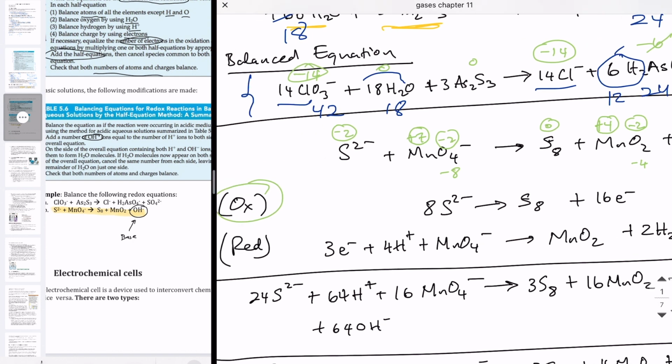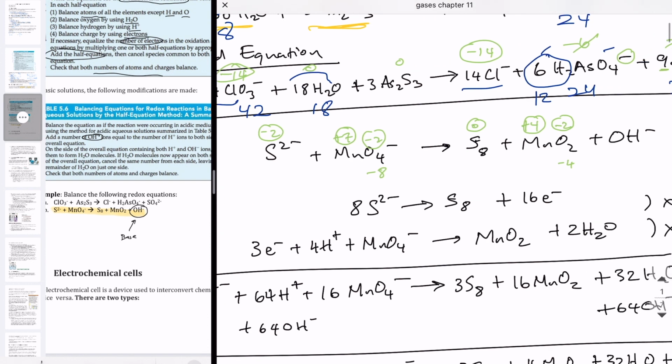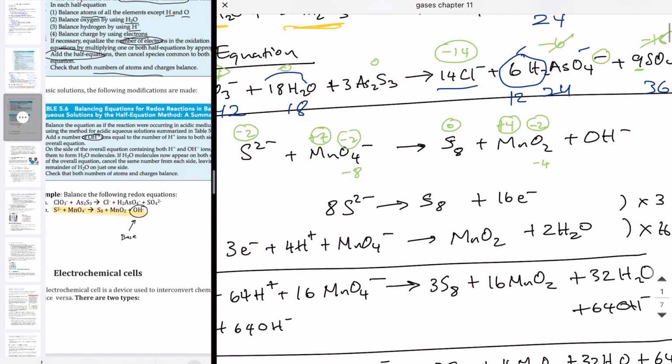And then my reduction reaction is MnO4 minus going to MnO2. Notice that I didn't include the OH minus anywhere. And that's because it's not part of the actual thing that is being oxidized or reduced. So in the half reaction, really all you're focusing on is the thing that undergoes the oxidation or the thing that undergoes the reduction. Now you want to include everything that's part of that species.